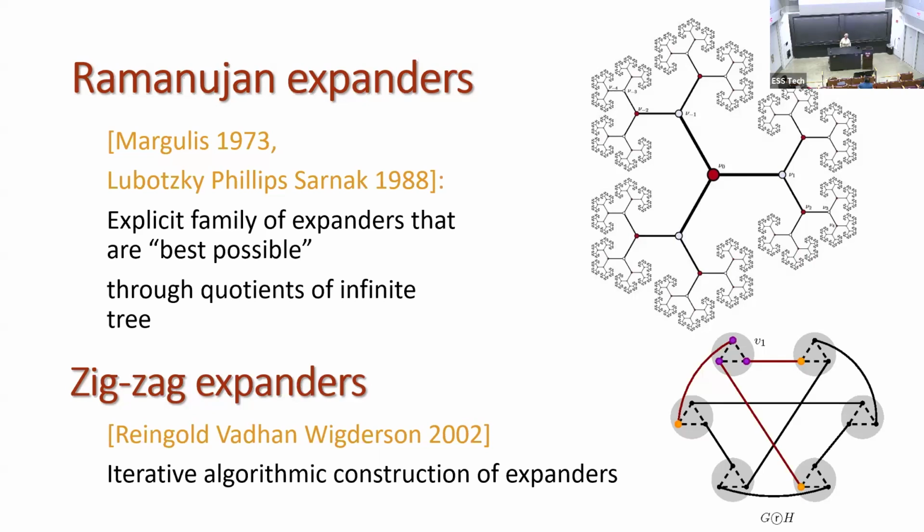And this is maybe one of the reasons that drove Reingold, Vadhan, and Wigderson to try to find a more elementary construction of expander graphs, something that doesn't require any infinite objects or any specialized knowledge in number theory. And there is this iterative algorithm that takes small expanders and puts them on some other expander and keeps growing this expander iteratively.